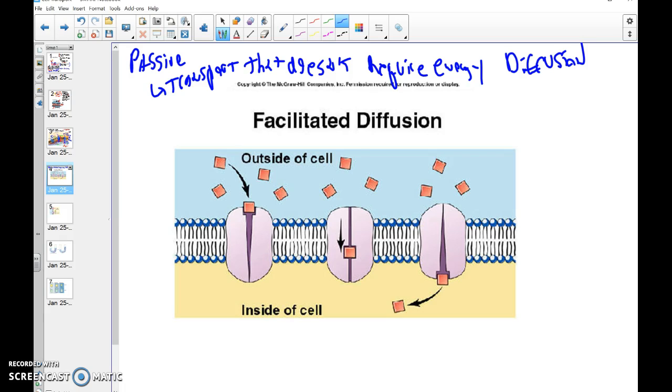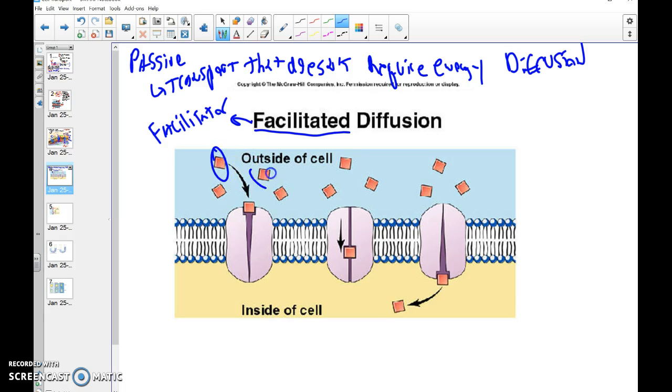What we have here on this slide is what's called facilitated diffusion. Now this word facilitated, it comes from facilitator, which is actually one who helps you do something. So facilitated diffusion is diffusion with help. What this means is that the molecules still want to spread out till they're all equally spaced out, but they can't do it through the membrane on their own.